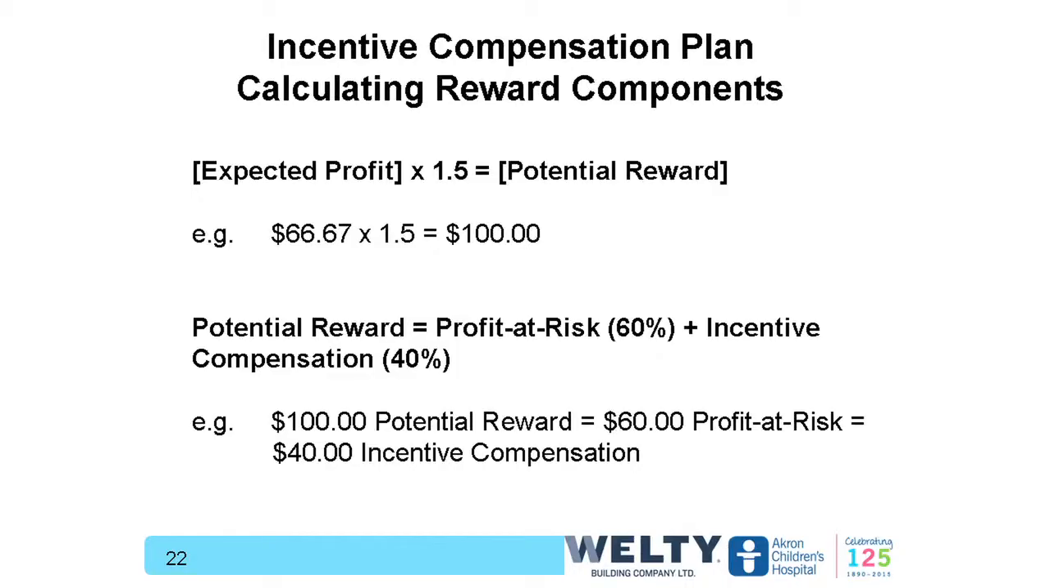But because this wasn't your traditional contract where contractor had certain risk, designers had certain risk, in this project the owner actually takes on untraditional risk. So for that reason, we asked that the team put 10% of their expected profit at risk and help fund the incentive pool with that 10% number. So in this example, for a $100 potential reward, 60 of it was profit at risk. That went in the profit bucket, and then $40 went in the incentive compensation bucket.